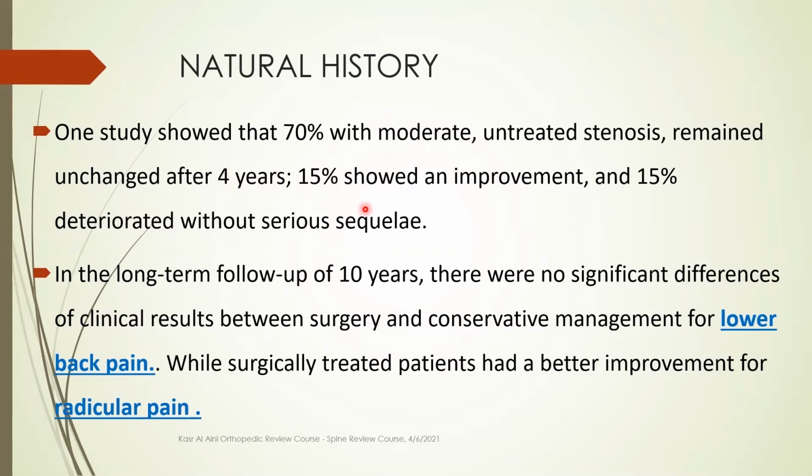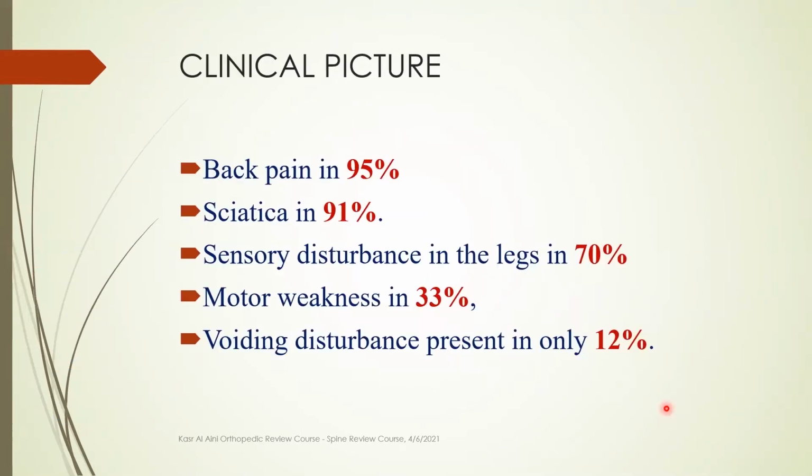In long-term follow-up of 10 years, there was no difference between the conservative and surgical groups regarding back pain, but patients were significantly improved regarding radicular pain in the surgically treated group. Clinical picture: mostly patients with stenosis present with back pain and sciatica, sensory disturbance in the legs in 70%, motor weakness in 1/3 of cases, and voiding disturbance from bladder affection in only 12%.